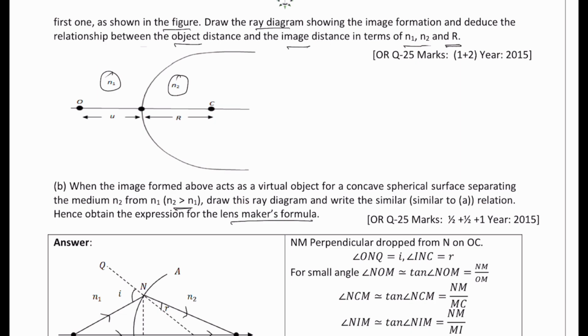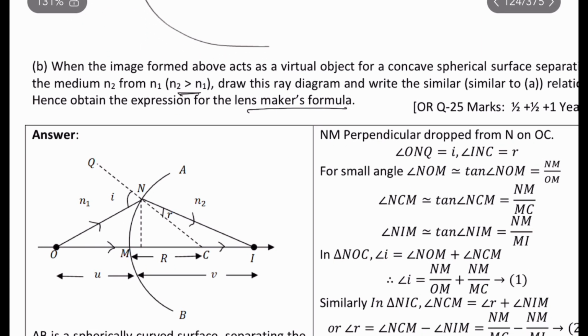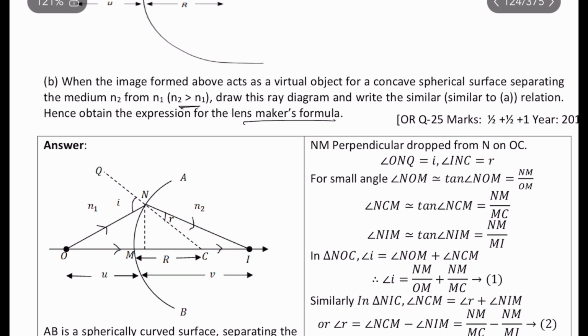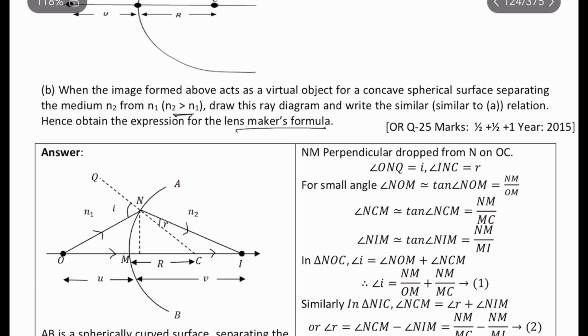Okay, let's see. This is refraction at a single spherical surface AB. I have explained it in detail, so take a screenshot. AB is the surface which separates the two media. This medium has refractive index N2, this medium is N1. This is the ray diagram. The detailed description is given, it is self-understood. You can go through this.